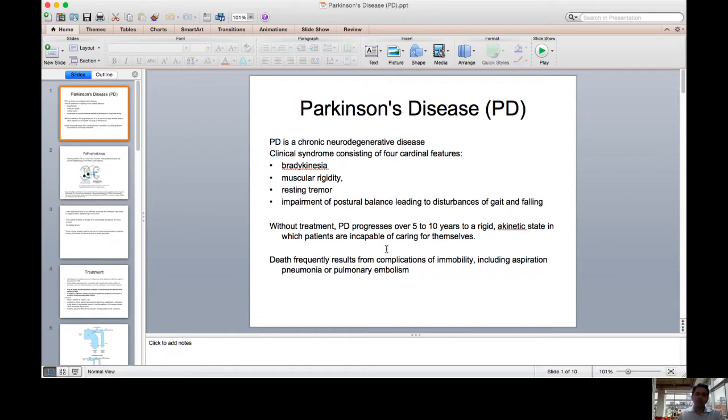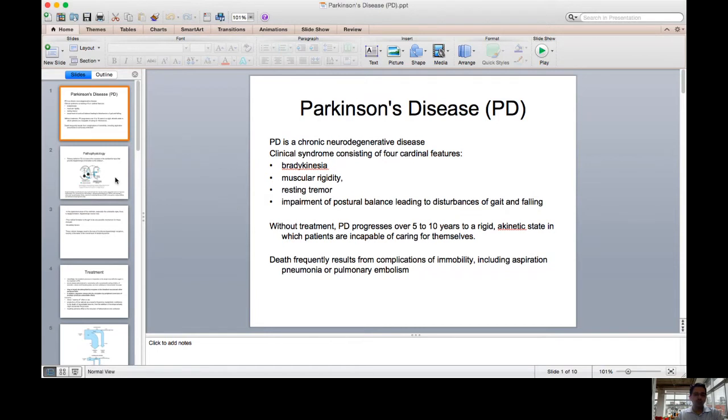And death frequently occurs from complications of immobility, including aspiration pneumonia or pulmonary embolism. Obviously, when the patient stops moving around, circulatory collapse may occur, embolism may occur, and death usually occurs not because of Parkinson's disease, but because of the associated comorbidities.